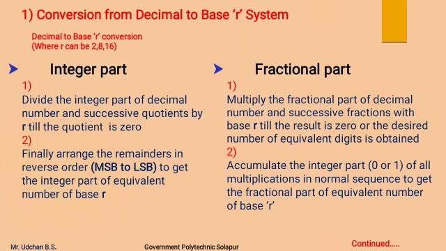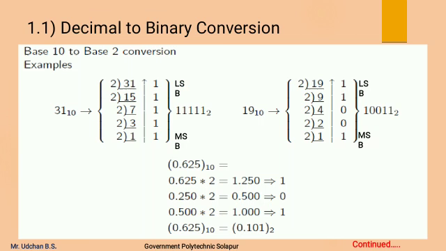After the successive multiplication, we are going to accumulate the integer part of all multiplications in a normal sequence to get the fractional part of the equivalent number of the required base. Now we will see how the decimal to binary conversion can be done. That is how base 10 to base 2 conversion is to be done.